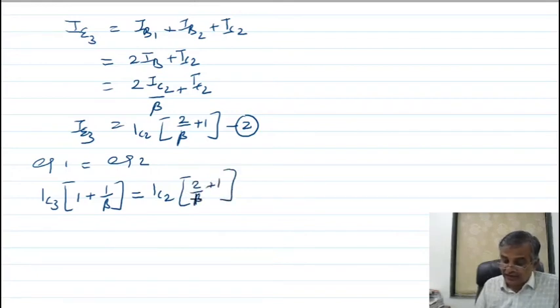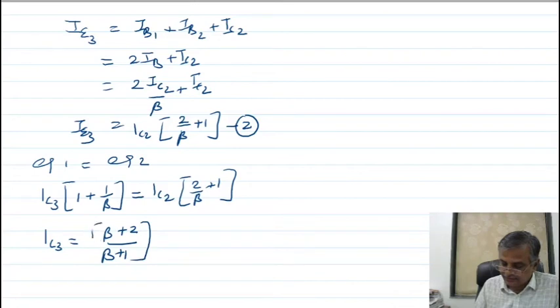So what can I write? I can write IC3 is equal to beta plus 2 upon beta plus 1 into IC2. So this is your equation.